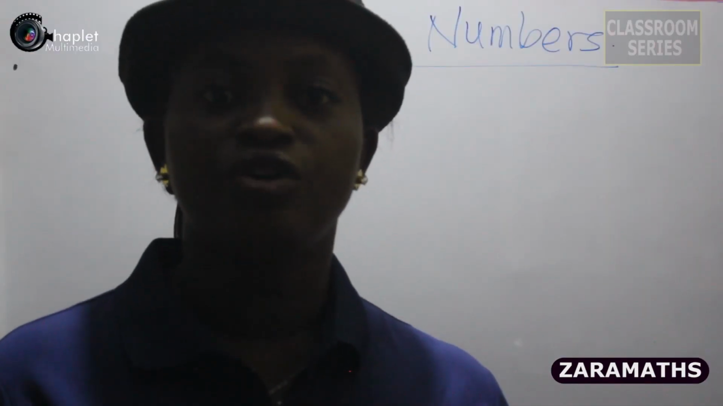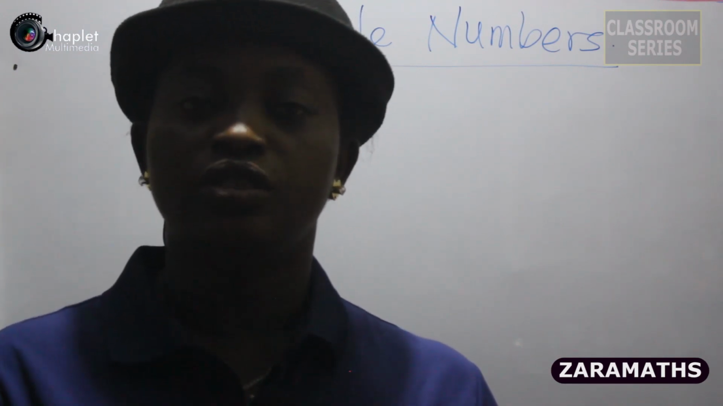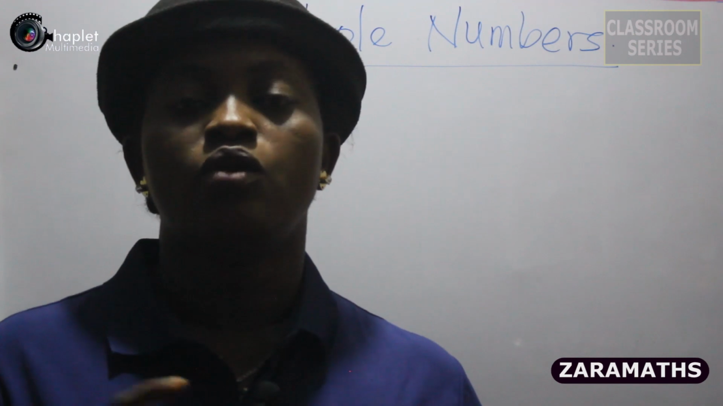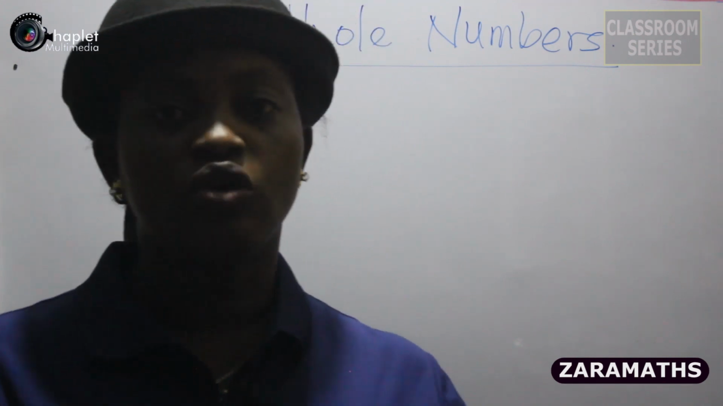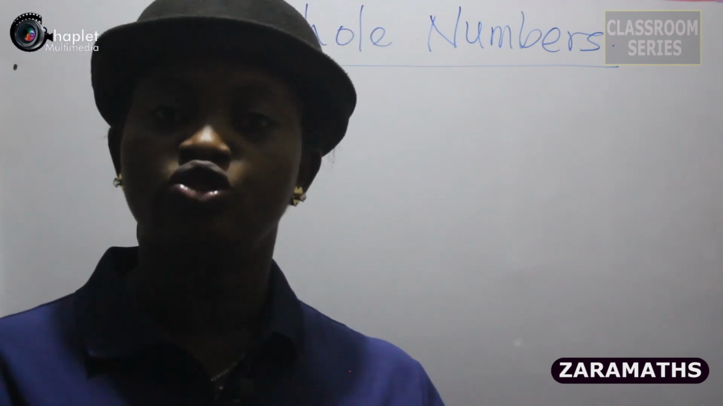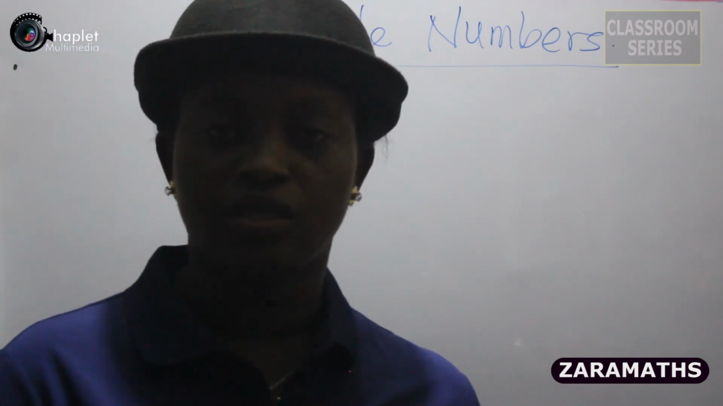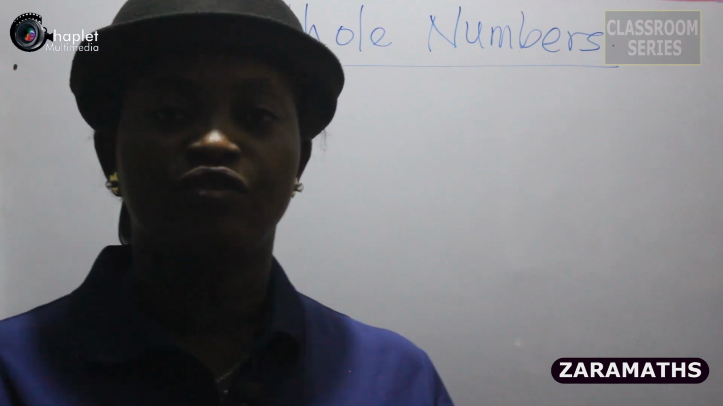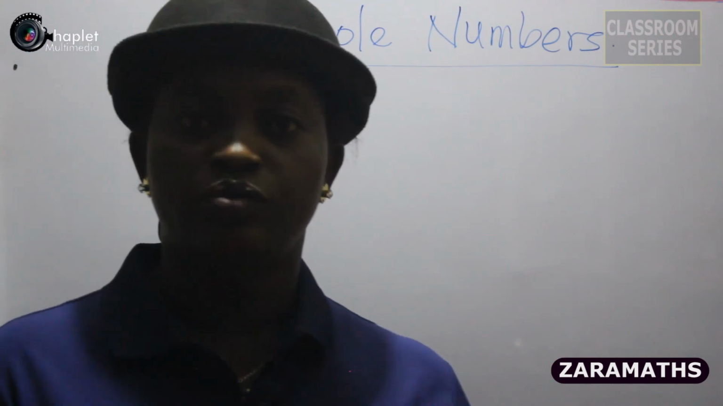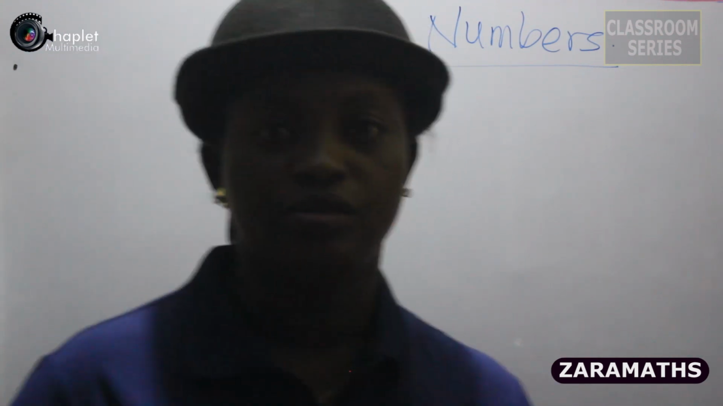There are various methods or systems for counting whole numbers. We have, for example, the Roman numerals. We have the tally system. The Roman numerals involve the use of alphabets to represent such numbers, while the tally system involves the use of strokes to represent the numbers.